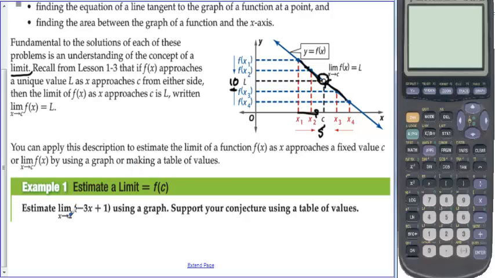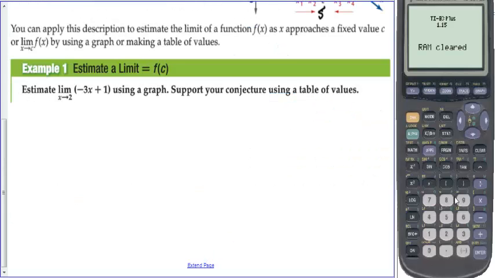Estimate the limit as x approaches 2 of negative 3x plus 1 using a graph, and then support your conjecture using a table of values. Let's turn on our calculator. Go to y equals, and we have negative 3x plus 1. If we look at a graph, there's the line, and we're looking at 2. So if we go to calculate, we want to calculate that value when we plug 2 into the equation. And it turns out that the answer is negative 5.